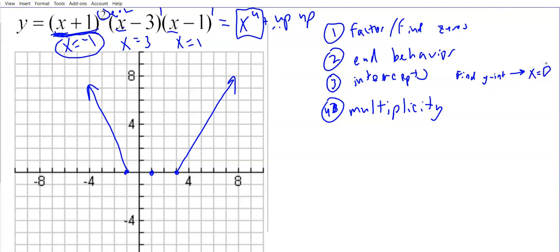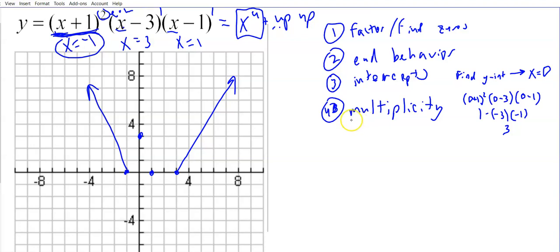Solve for y. So if you do that on this one, you get 0 plus 1 squared times 0 minus 3 times 0 minus 1. So we get 1 times negative 3 times a negative 1. Well, 1 times negative 3 times negative 1 is a positive 3. So I know it crosses the y-axis at 3 there, which is super helpful.